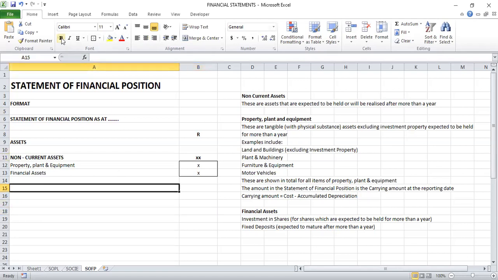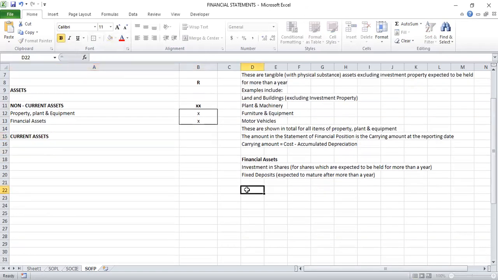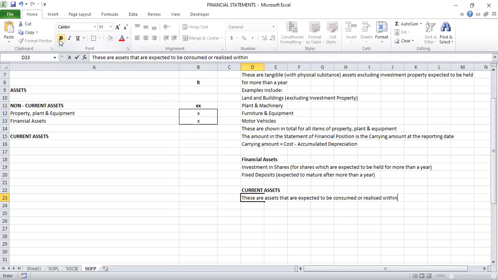Right. Then we have got current assets. These are assets that are expected to be consumed or realized within the entity's normal operating cycle.